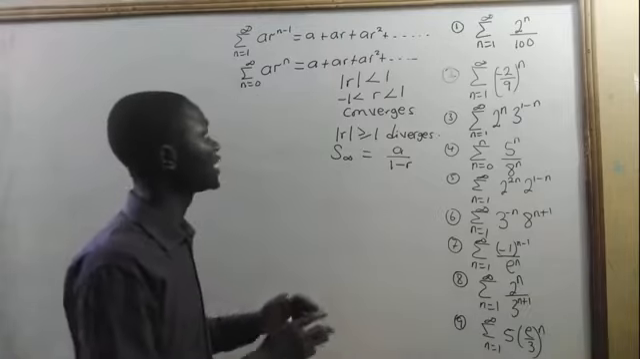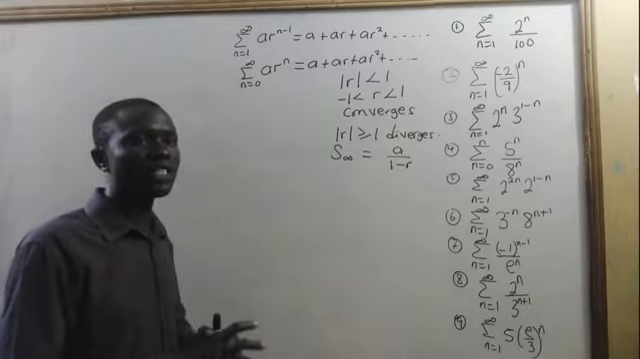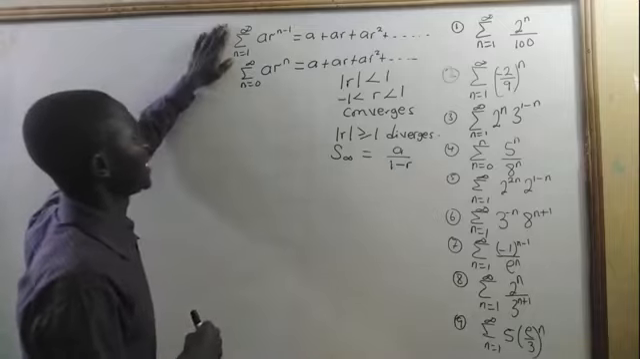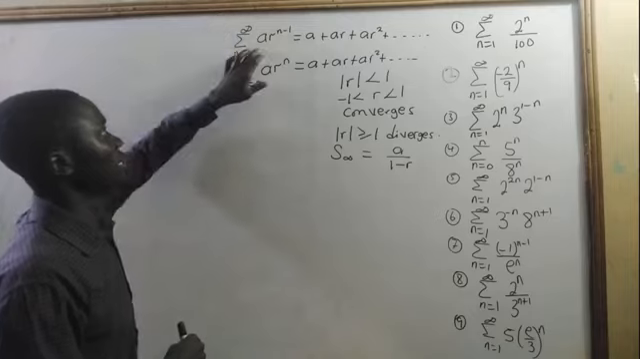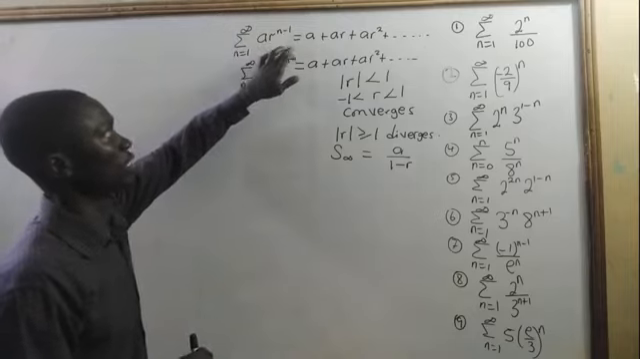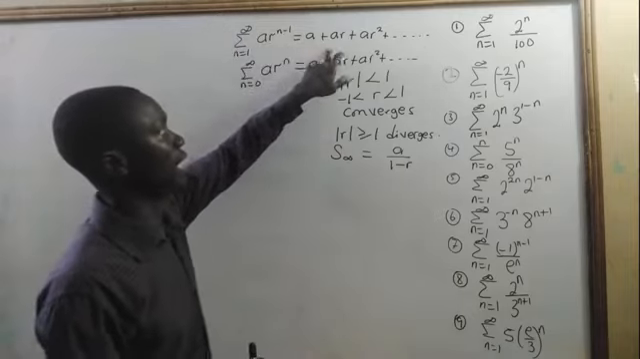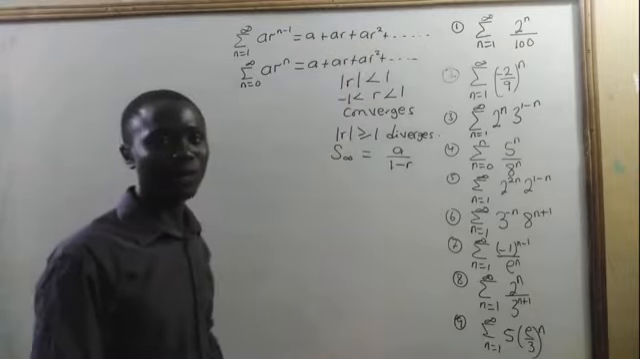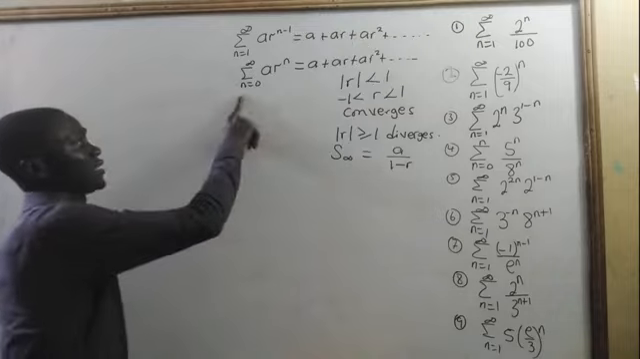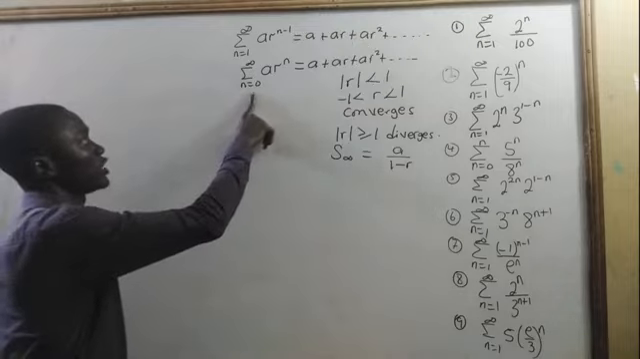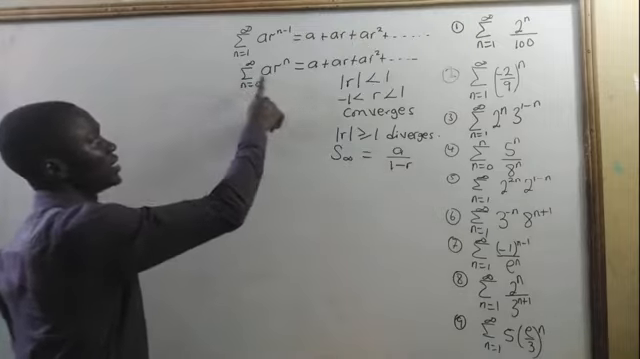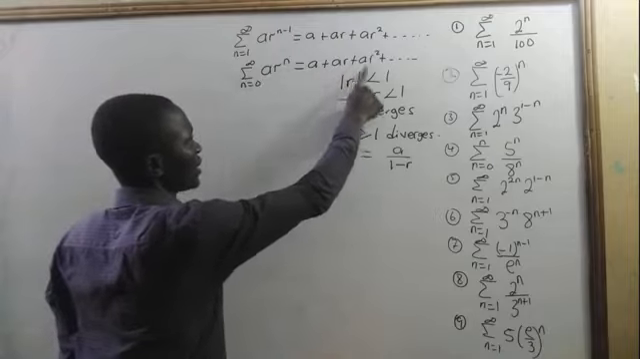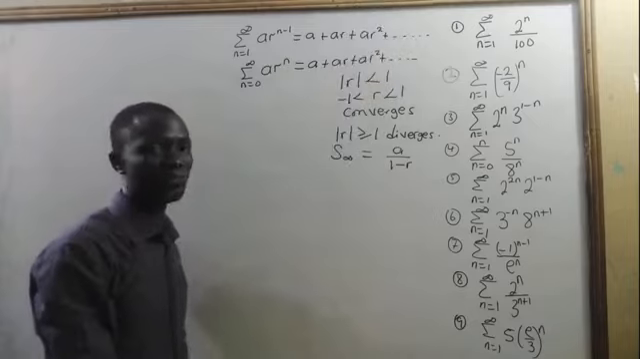Now, in general, the geometric series is given in two forms. You have summation from n equal to 1 up to infinity, a times r to the power n minus 1, equals a plus a times r plus a times r squared plus ... up to infinity. And you can also write it in the form n equal to 0 up to infinity, a times r to the power n, equals a plus ar plus ar squared plus ... up to infinity.